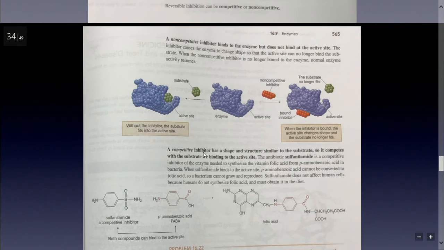So, for example, here's a good picture. Let's start with a non-competitive. A non-competitive inhibitor binds to the enzyme but doesn't bind to the active site. So it's not competing with the substrate.